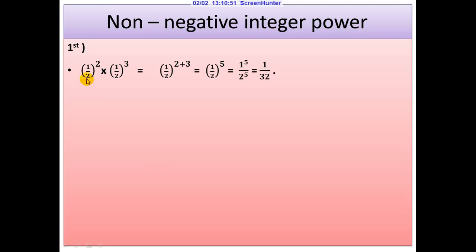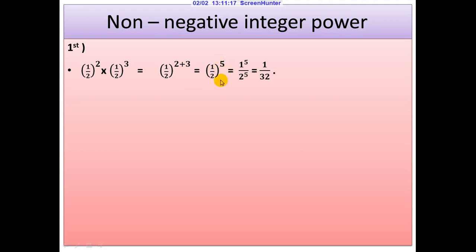We have here two like bases: half raised to power 2 multiplied by half raised to power 3. How to solve that? In this case, if we have two like bases, we write the base as it is and add their powers, like that. It will be half raised to power 2 plus 3, which equals half raised to power 5.